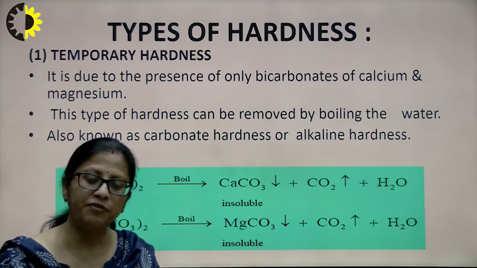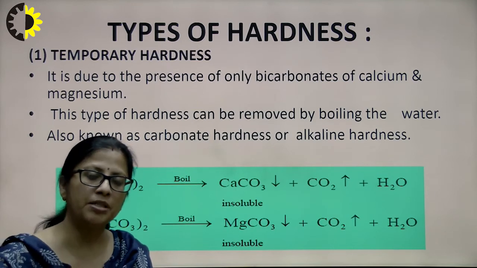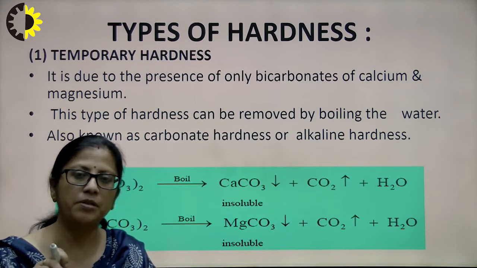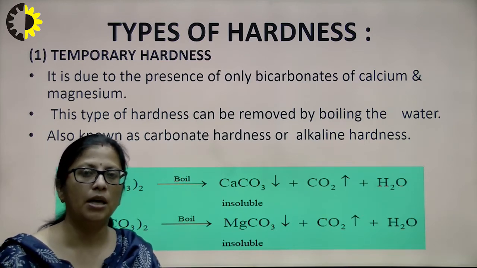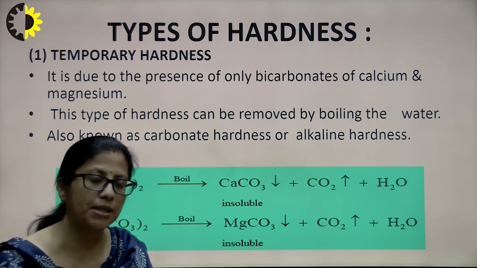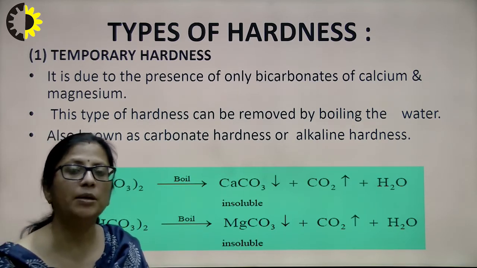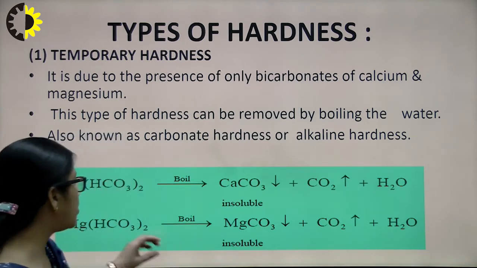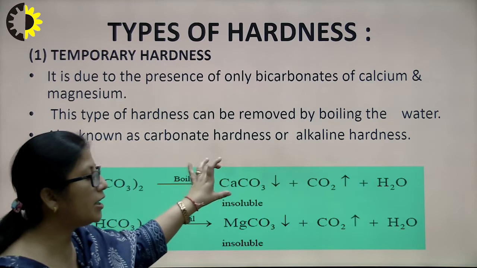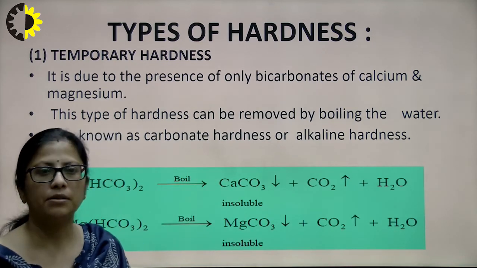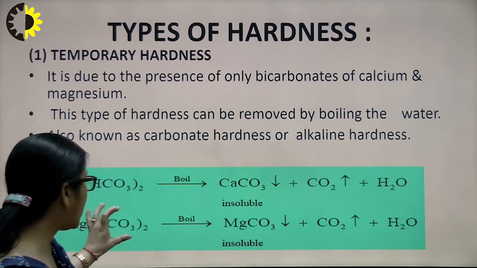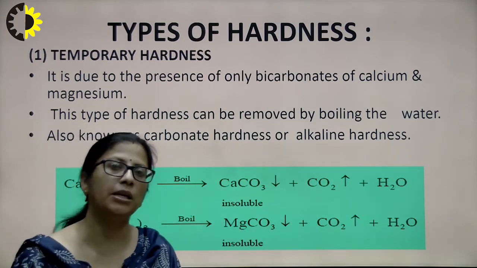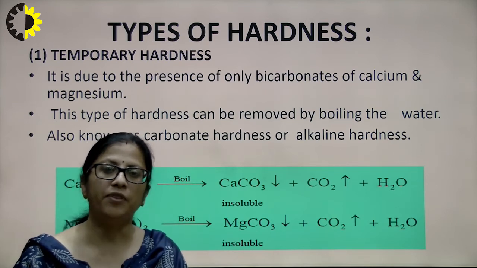If we filter this water, we can remove the precipitate from the water. These small drops of white precipitate which are formed at the surface of water or at the utensil surface are because of the bicarbonates of calcium and magnesium. When we boil water, the calcium bicarbonate gets converted into insoluble calcium carbonate, and similarly magnesium bicarbonate gets converted into magnesium carbonate, and both are insoluble in water. So, we can filter it off.